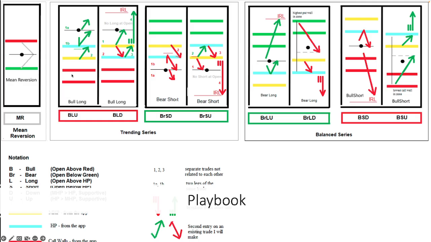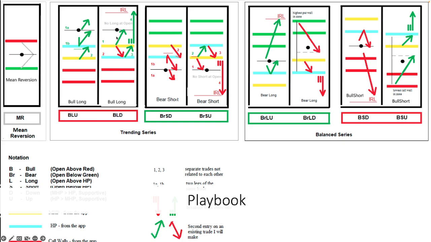Bull long up days are great days, especially when VIX is dropping. We can see that like bear short down, we typically just either move up or bounce off of hedge pressure or monthly hedge pressure to move up. We could see bull long down days, and you can go through and look at this legend yourself.